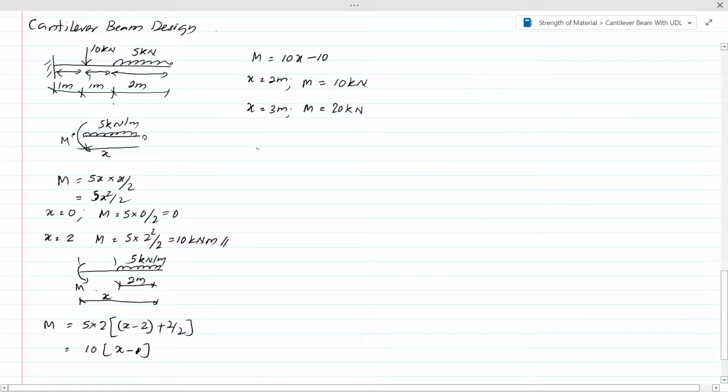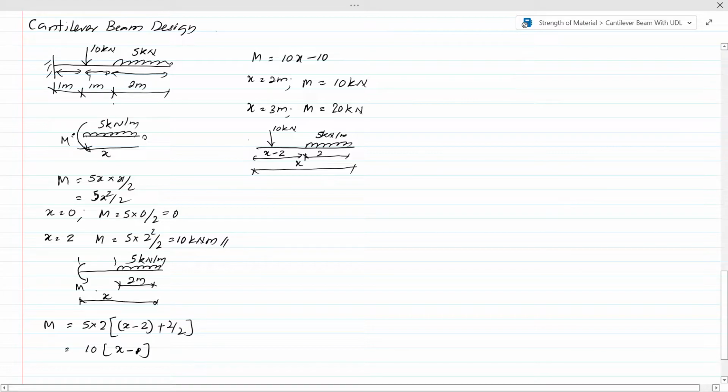Now let's consider the next segment, this part, the variation of the bending moment. Let's draw that part also separately. It will be easy for us to understand, right? This distance will be x. This distance will be 2. What is this distance then? We previously also calculated, x minus 2, right? You understood? We have a 5 kilonewton per meter load there, and we have a 10 kilonewton load here.